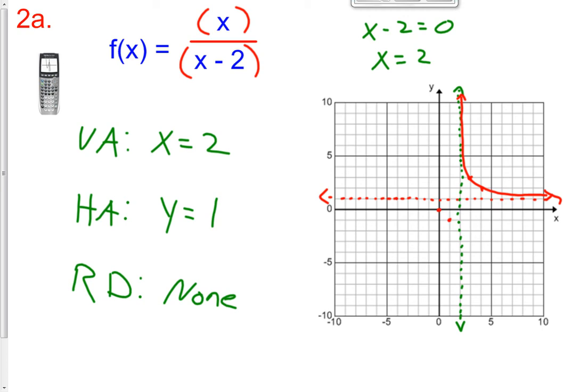And then we're going to sketch our graph. So it looks like this. Gets closer and closer and closer to the asymptotes. It never crosses them. It never ever touches them.